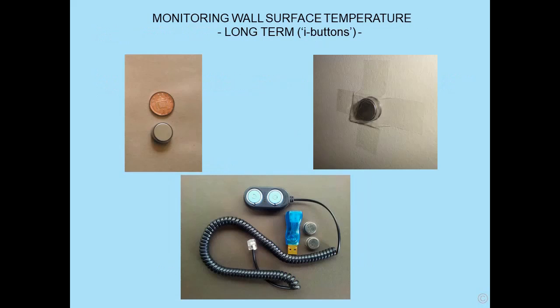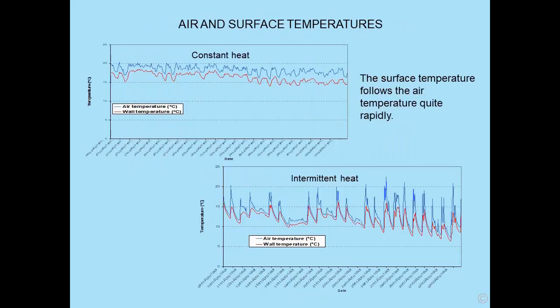We can also monitor wall surface temperatures in the long term, done by these little gizmos, or these are the ones that are easily available and they're not expensive, iButtons. They're about the size of a penny, they look like a watch battery. Fix them to the wall, flange side down, and on the bottom diagram is the kit that is used to get the data off these. And one thing one does certainly find is that the surface temperatures follow very rapidly and relatively closely to air temperatures.